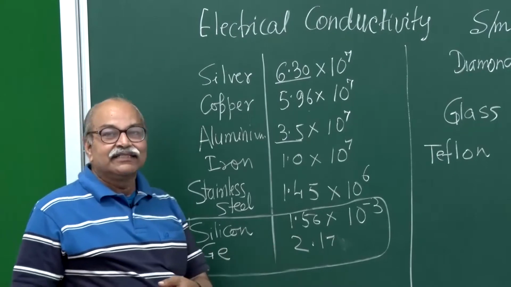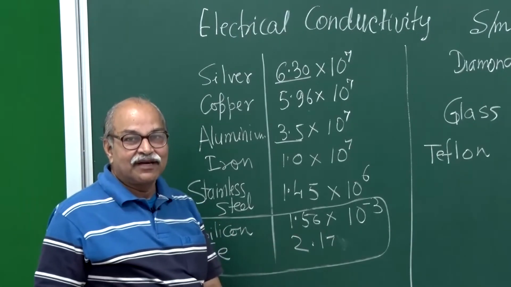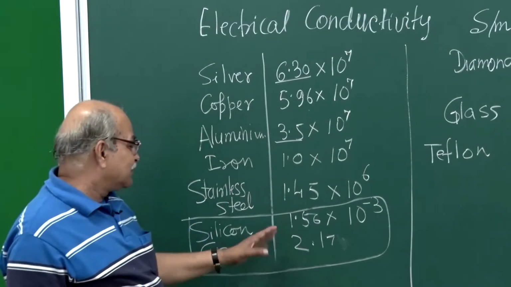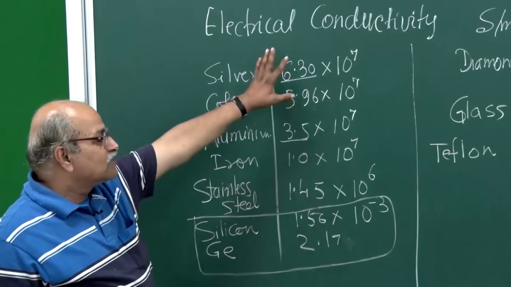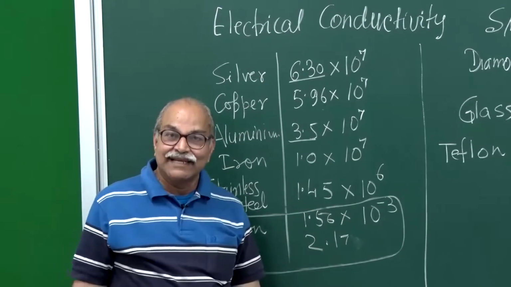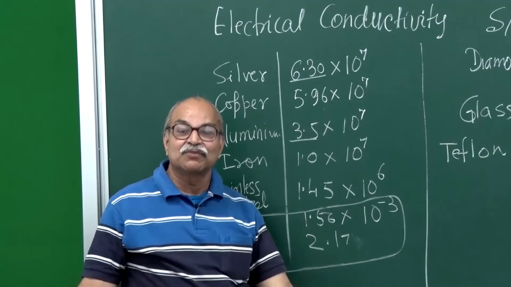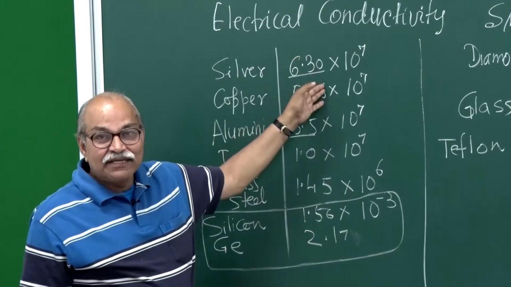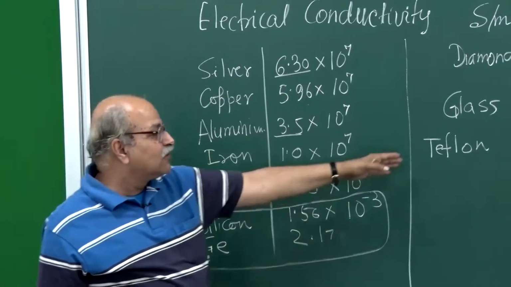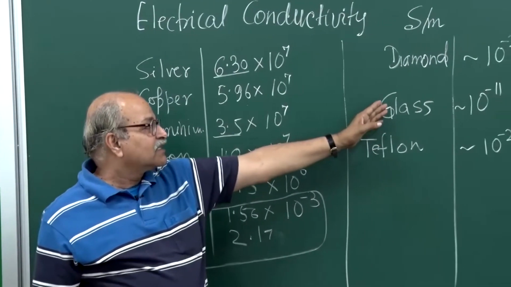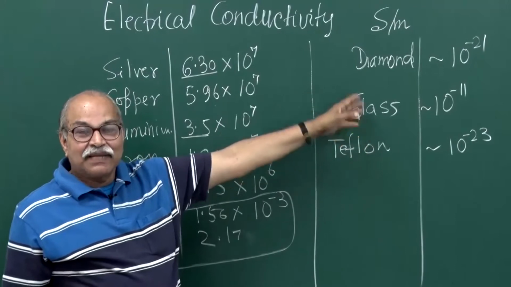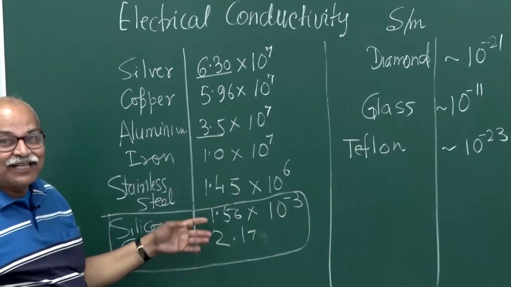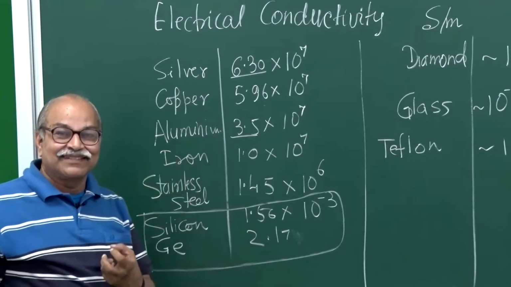Germanium is there, then other semiconductors are there, gallium arsenide based semiconductors are very important. But of this range, so almost 10 to the power 8, 10 to the power 10, 10 to the power 11 times smaller conductivity than copper or aluminium or metals. But if you compare with Teflon, glass, diamond, plastics, this conductivity is much higher. Therefore, they are called semiconductors.